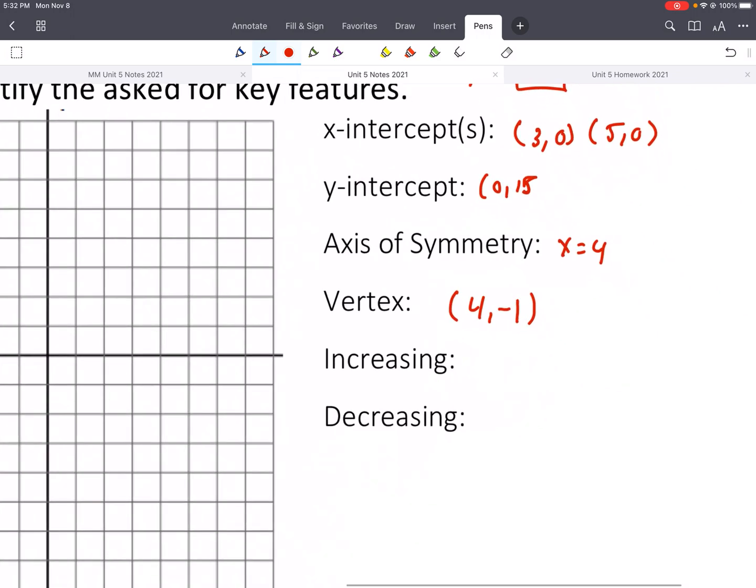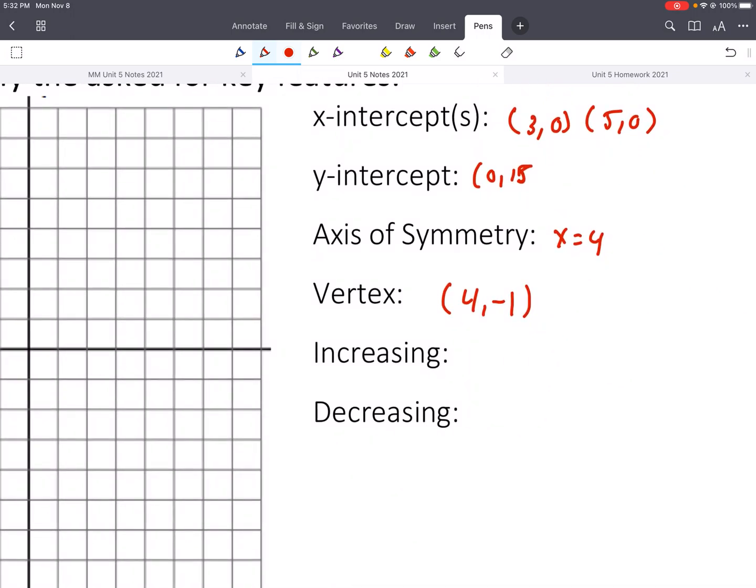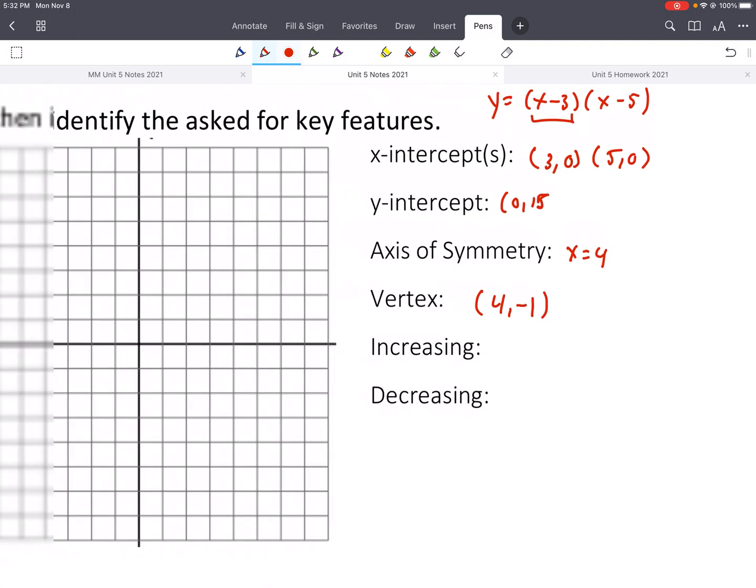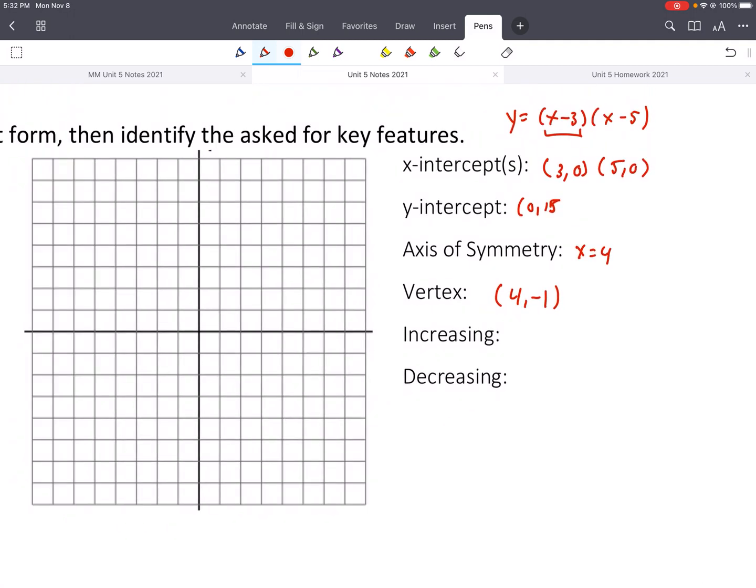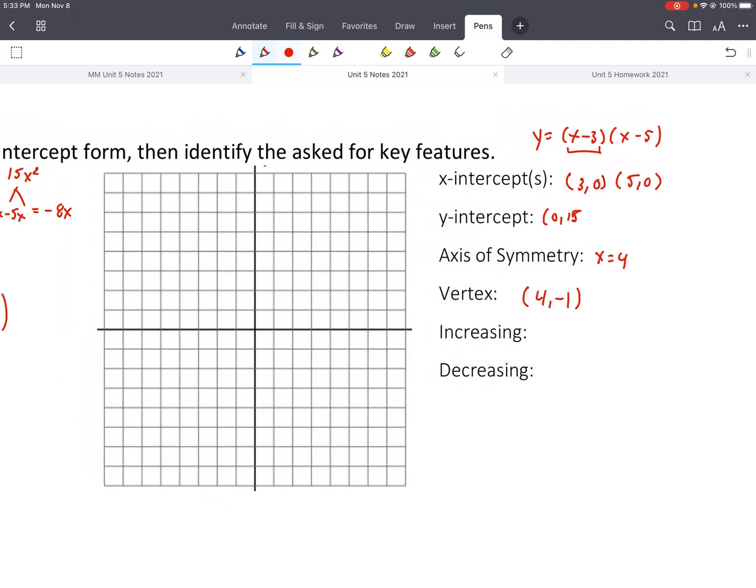Okay, so we found that without graphing, and then increasing, decreasing. So here I would probably recommend that you do a little sketch of what's going on, and maybe we'll just graph it on the graph paper. So here we have a point at 3 and 5 for our x-intercepts, and then we found our vertex was 4, negative 1. We could continue our growth pattern using 1, 3, 5.